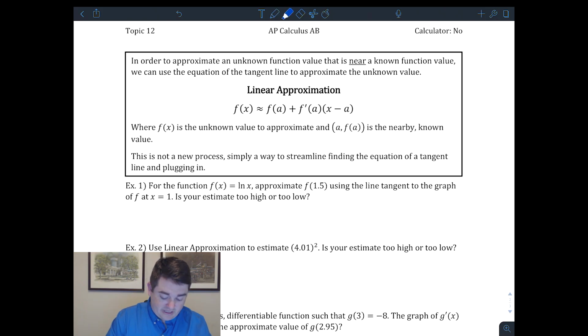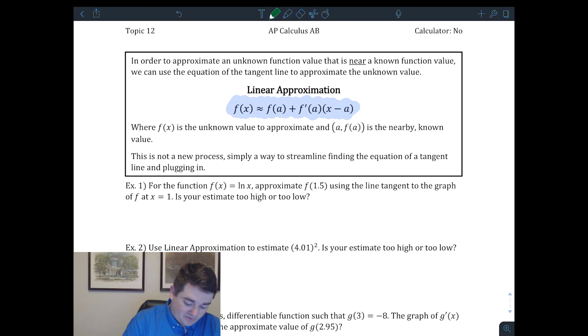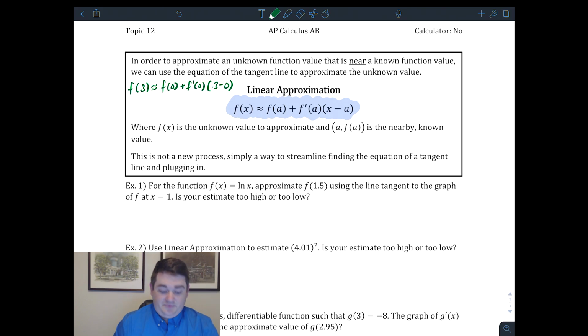So this formula, f of x is approximately f of a plus f prime of a times x minus a, is just a shortcut. It's a way to condense all those steps into a shorter process. x is the value that you want to plug in but can't. a is that nearby friendly number where you can find the equation of the tangent line. So in the example that we just did, we would say f of 0.3 is approximately f of 0 plus f prime of 0 times 0.3 minus 0.